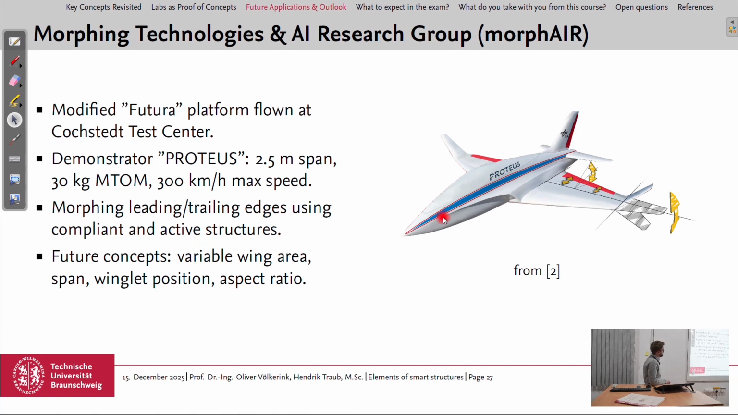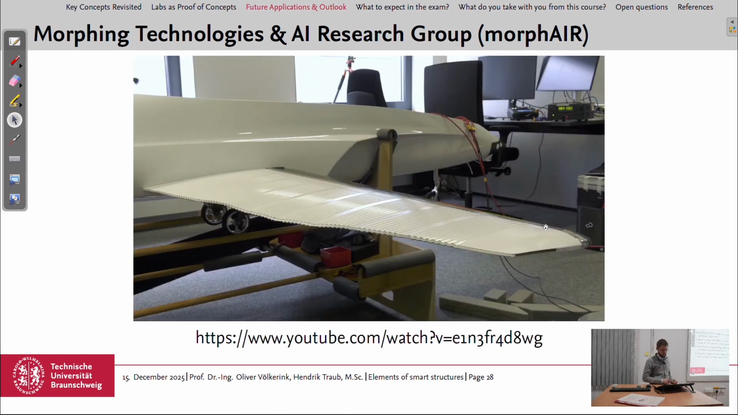And what they investigated was morphing leading and trailing edges, and we are looking in the next slide at the morphing trailing edge. They also want to have a look at foldable wingtips. And in future concepts, they will also look at variable wing area so that the wing can extend a bit and increase the wing area, as well as winglet positions and aspect ratios of the wings. And I'd like to show you now a video.